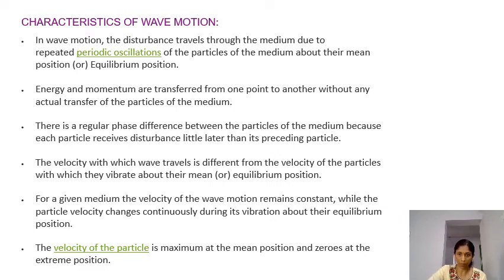Next one: for a given medium, the velocity of wave motion remains constant, while the particle velocity changes continuously during its vibration. That is, the velocity of the wave is constant through the medium. Once a wave is generated and propagated, it maintains a constant velocity throughout the medium. The wave is generated due to the vibration of the particles. The displacement is maximum at one position and zero at another position, because it is just a to-and-fro motion. So it is maximum at one end and zero at the other end.